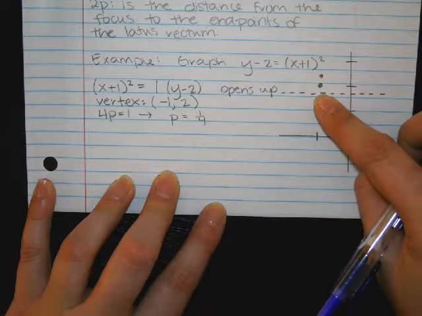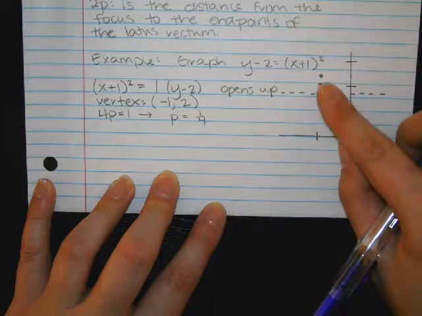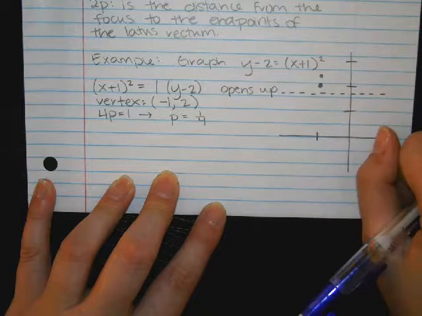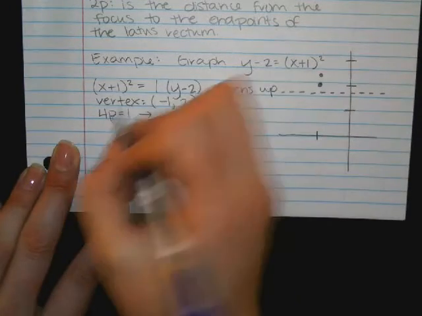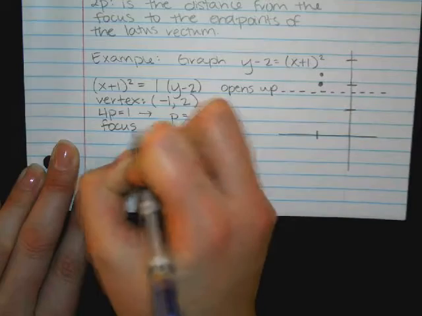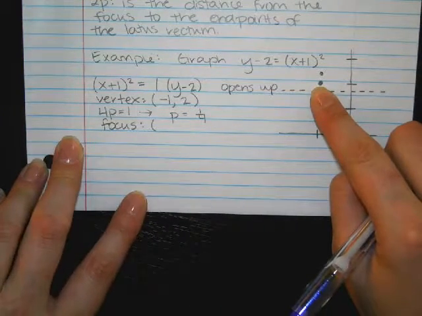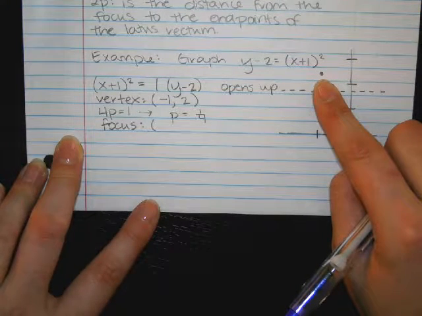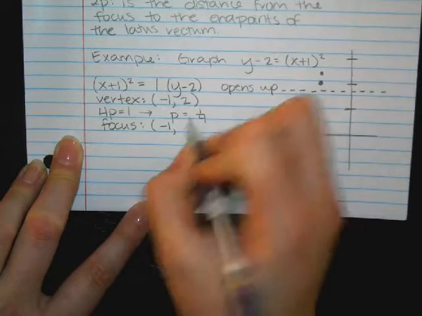Okay. Does that make sense? Up 1/4, down 1/4? I graphed negative 1, 2. So that means that the focus, my vertex was at the point negative 1, 2, and I went up a fourth. So what's the point for my focus? 2 and a fourth, yep.